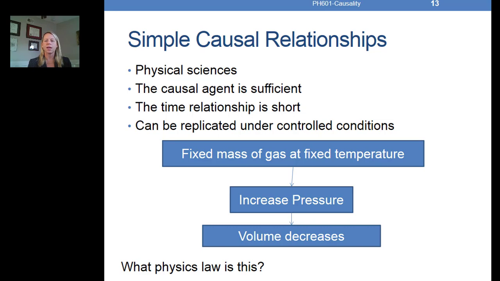So here is a classic example: if you have a mass of gas that's fixed at a fixed temperature, if you put pressure on that mass, it'll cause the volume to decrease, right? And this is a very famous physics law.